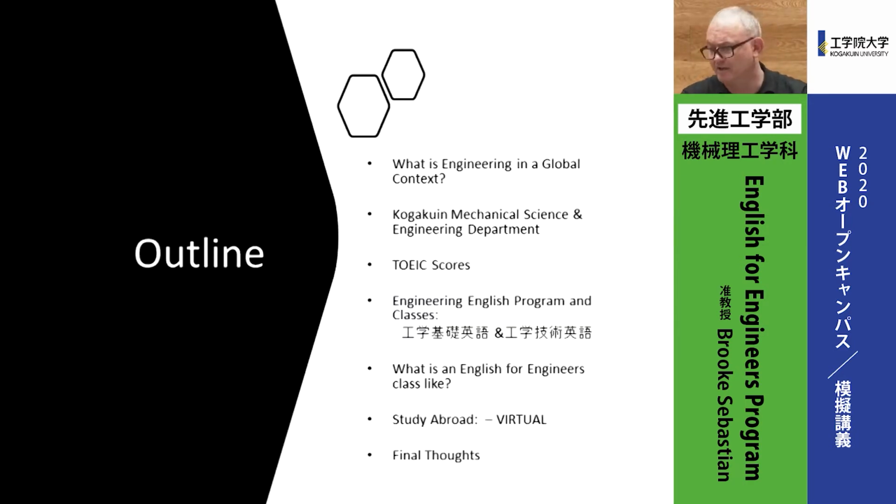Here's an outline of today's talk. First, I'll be talking about engineering in a global context. A little bit about Kogakuin's Mechanical Science and Engineering department. TOEIC scores. What are they? Why are they important? Then I will introduce our engineering English classes to you and what they cover, and give you some information about what an engineering English class is like. Finally, I will touch on some study abroad options, including virtual options this year, and then some final thoughts.